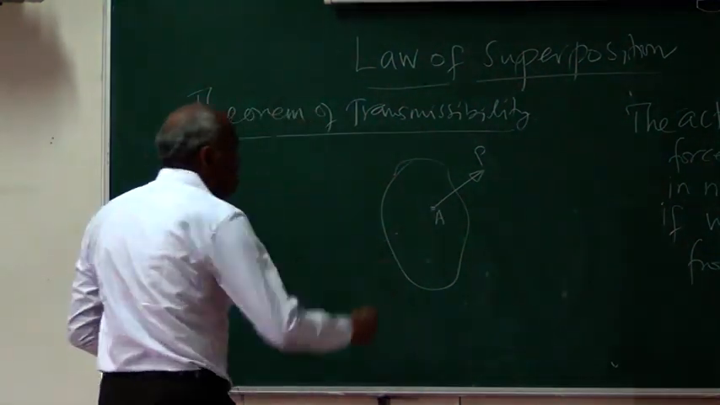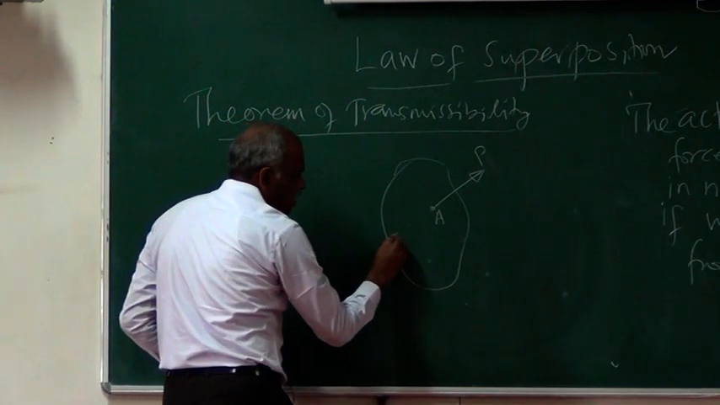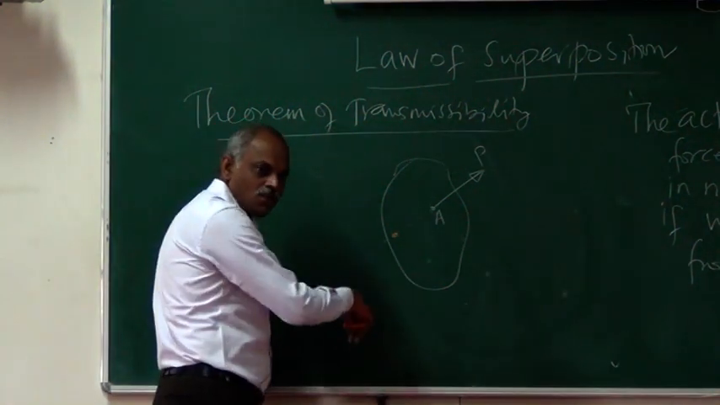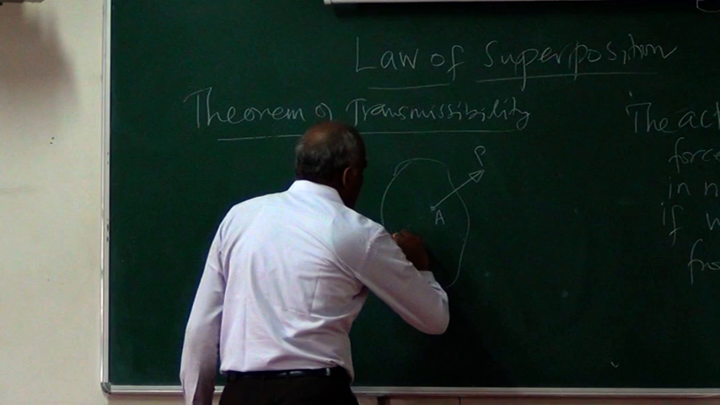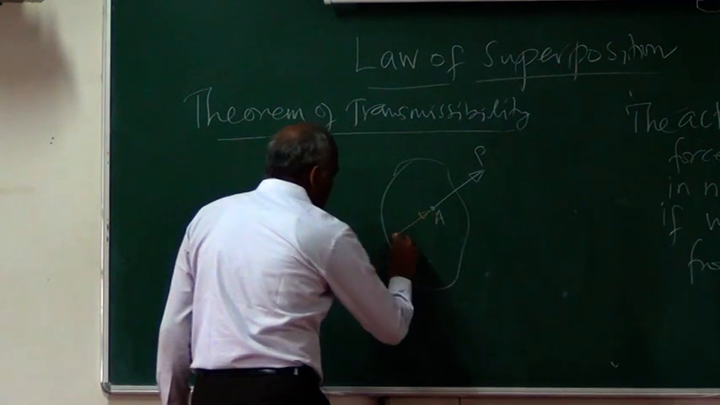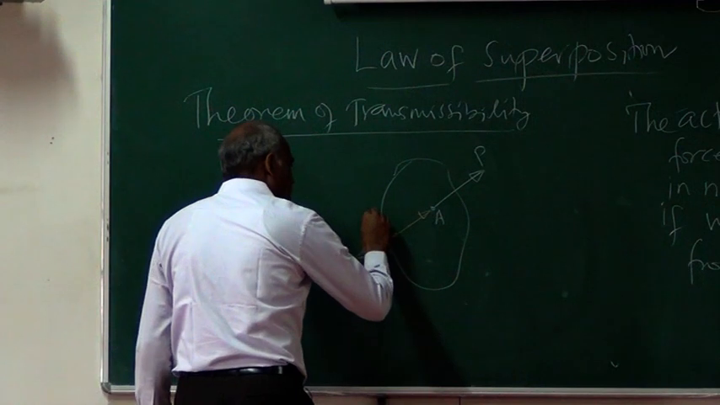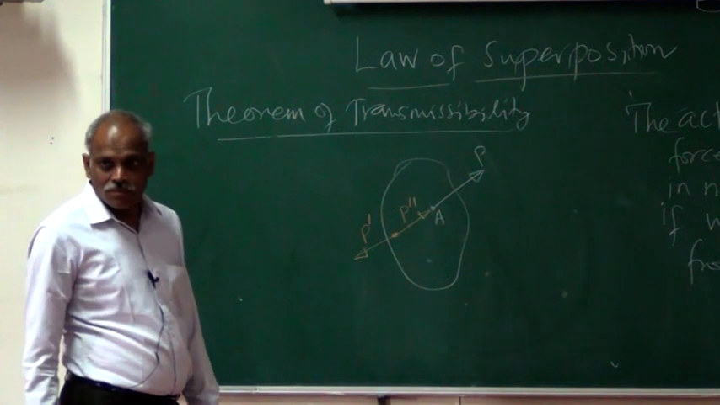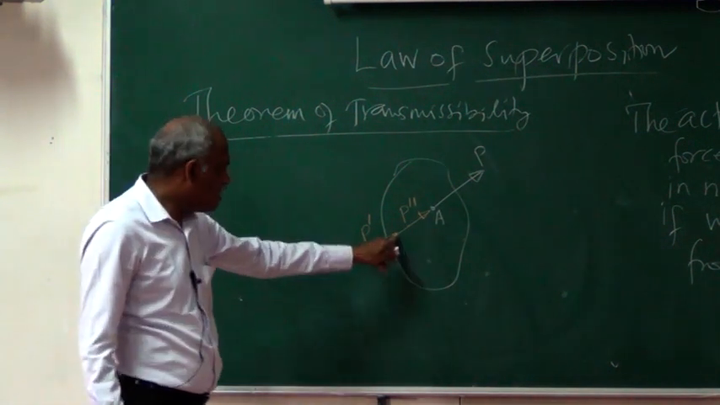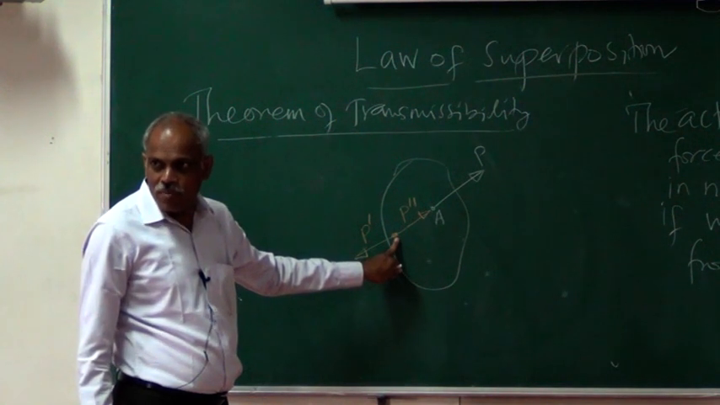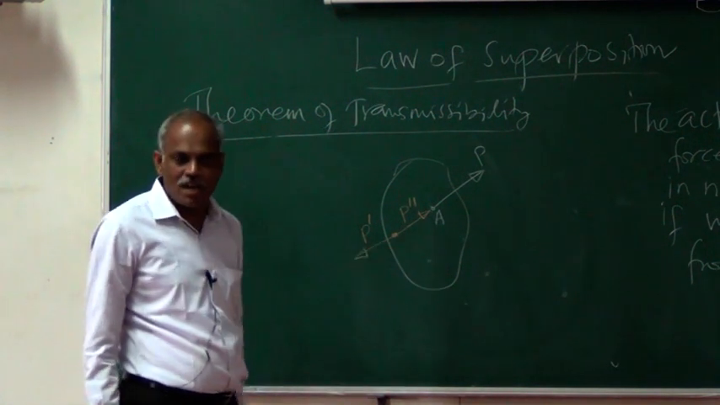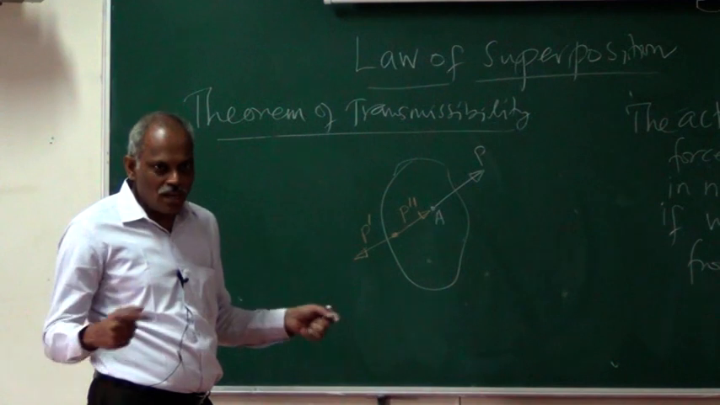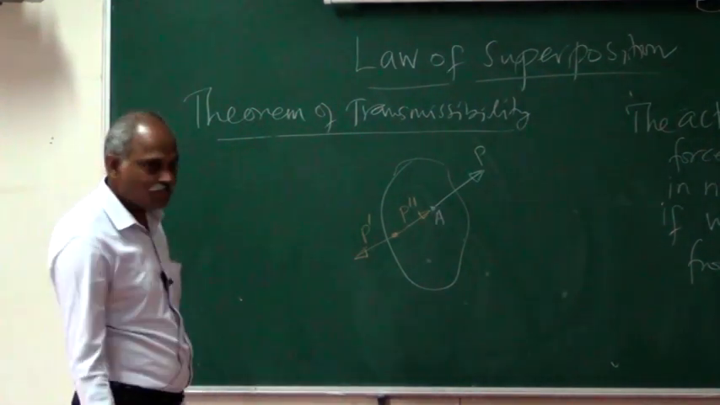So let me introduce, using the law of superposition, a system of forces which are in equilibrium. For example, here, that is P dash and P double dash. I'm introducing a system of forces in equilibrium. The forces are P dash and P double dash. They are equal in magnitude, opposite in direction and collinear in action, therefore they are in equilibrium.